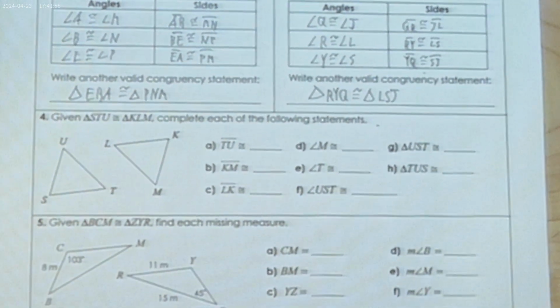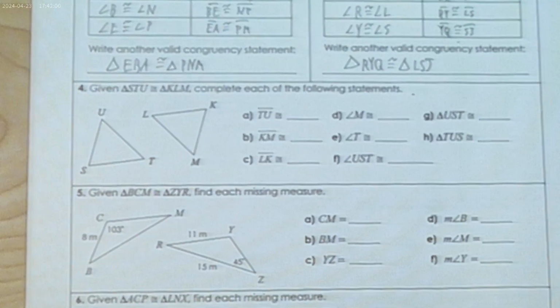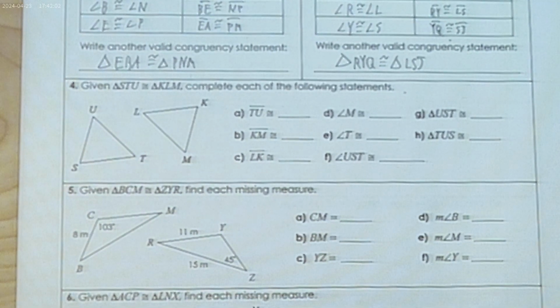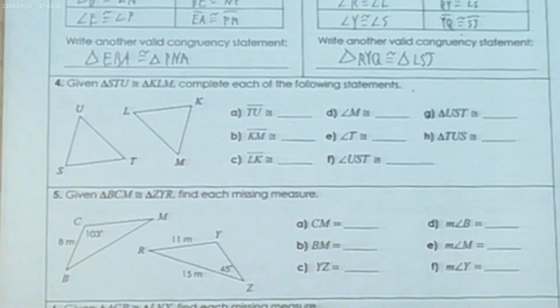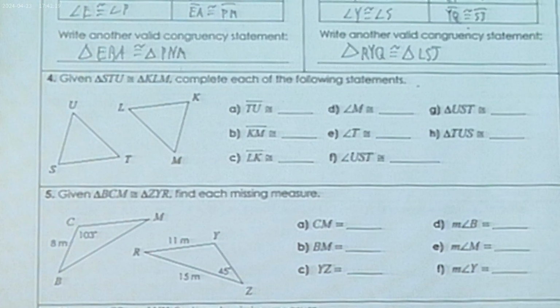All right. So with this next set of problems, spanning the whole worksheet, hopefully I'm zoomed in enough that you can actually read some of them. If not, the worksheet's on Canvas. Given STU is congruent to KLM. All right, so here we go. Let me zoom in a little bit more here. There we go. All right. So given that STU is congruent to KLM, complete each of the following statements.